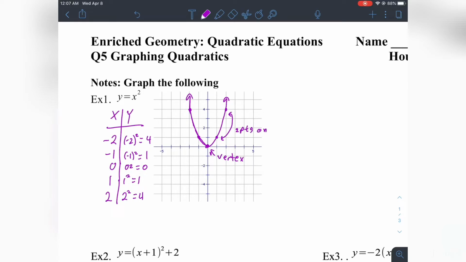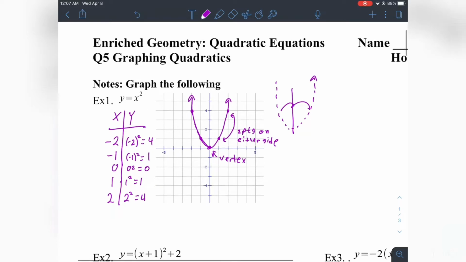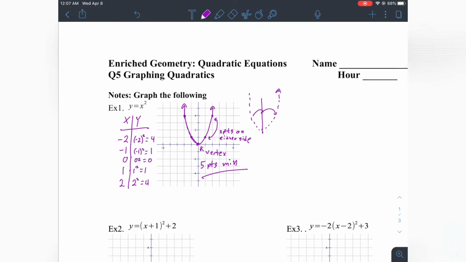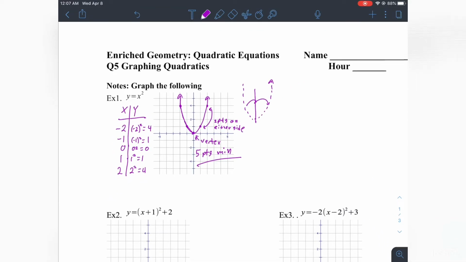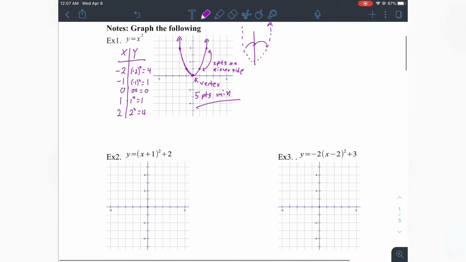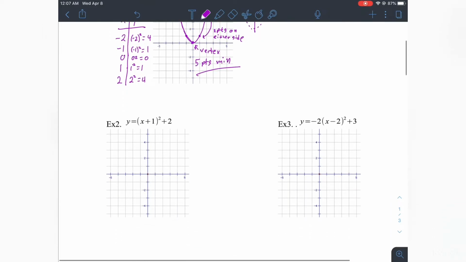You need the vertex and 2 points on either side. This is at a minimum. So if you graph 10 points and they're all on one side, you wouldn't be done. You need the other side too, which by the way, looks the same. So you need a total of 5 points at a minimum. Okay, so that's the basic parabola. So when you graph a quadratic, you get a parabola. Parabolas are U-shaped, so all of these graphs will be U-shaped. Okay, let's try the next one.